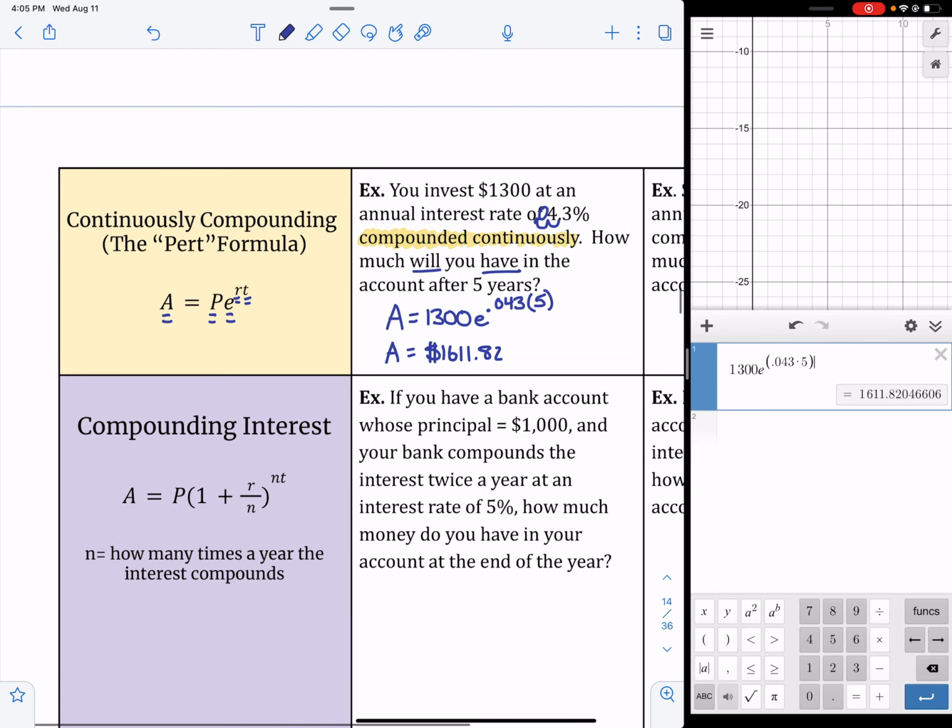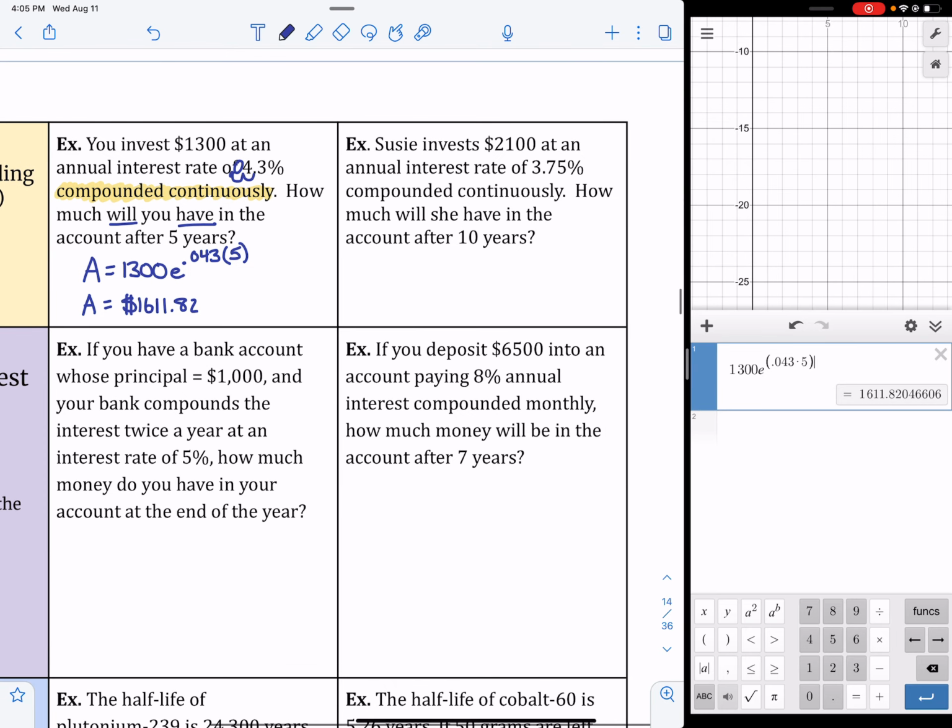All right, let's look at another example of that. So Susie invests $2,100 at an annual interest rate of 3.75% compounded continuously. So you only use this formula when they use those words. If they don't use those words, then it might just be a growth or decay problem, and you don't need this formula for those. And it says, how much will she have in the account after 10 years?